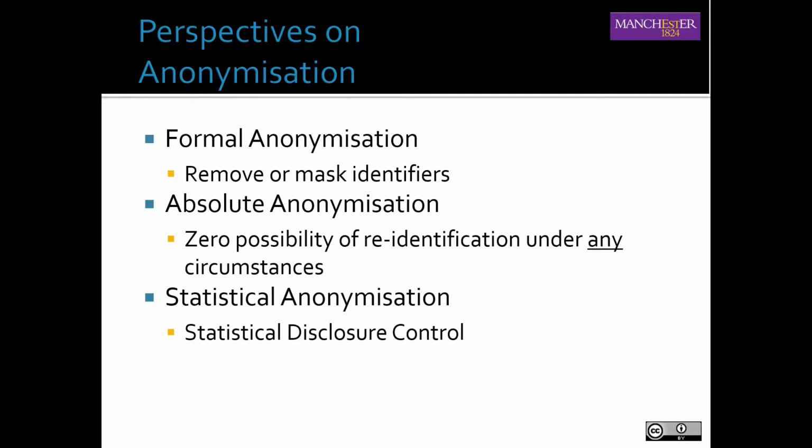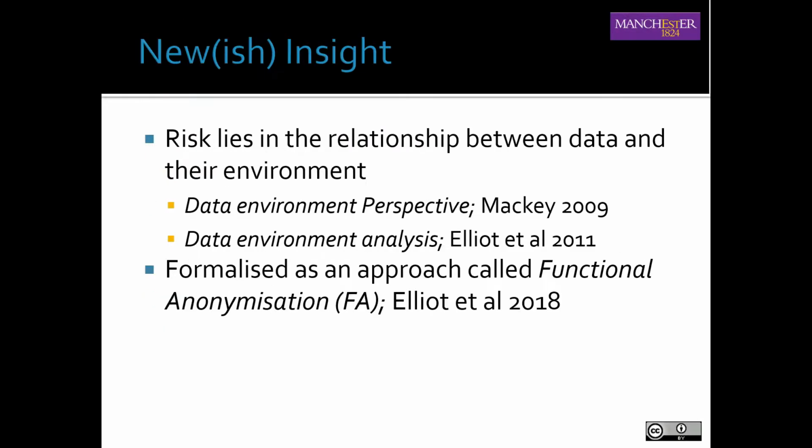Statistical anonymisation, and particularly statistical disclosure controls, attempt to overcome this by taking measurements of risk based on the structure of data. However, it's only part of the answer, because it doesn't consider the context in which the data are sitting. So this is a newish insight, most recently written up in 2018 in a paper on functional anonymisation. Essentially, that risk lies in the relationship between data and their environment.